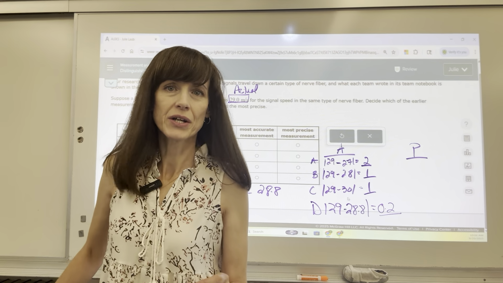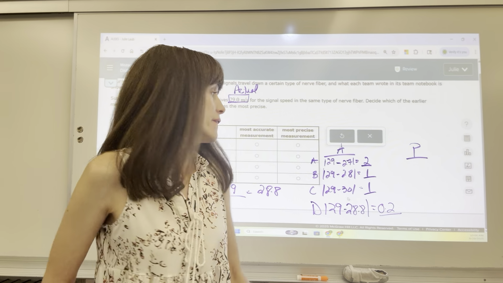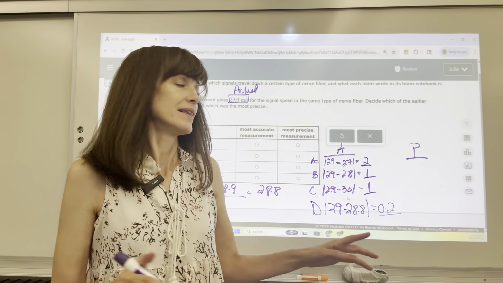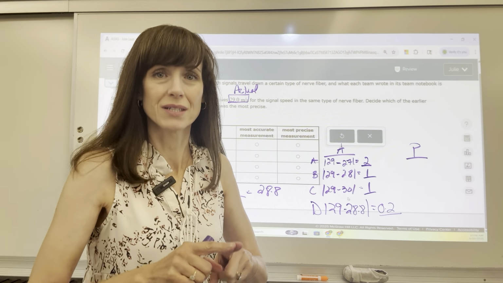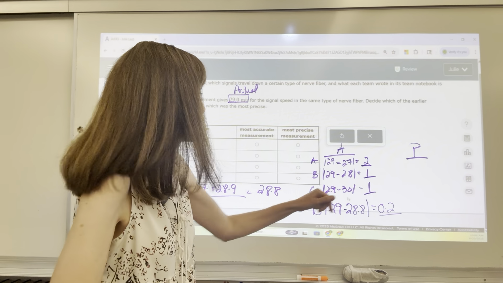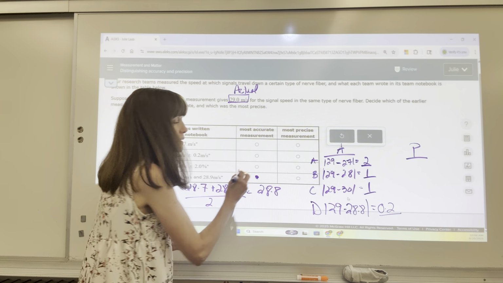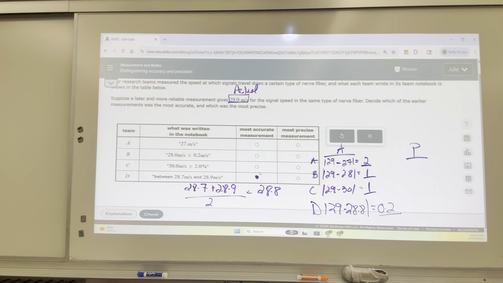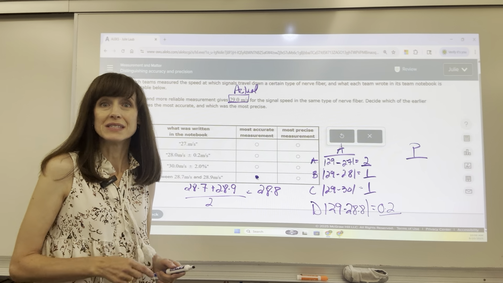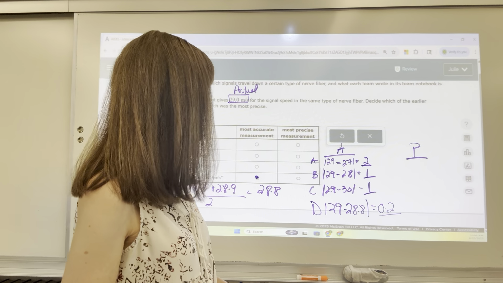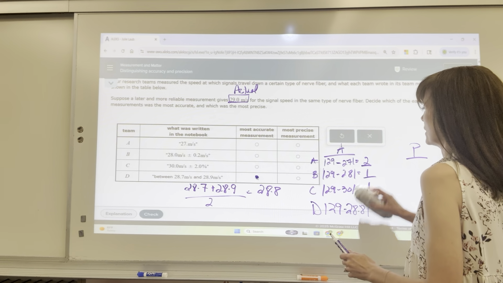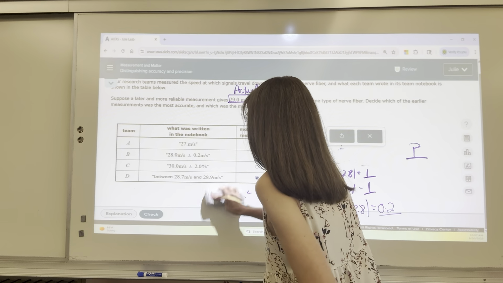The most accurate is the smallest number. This smallest number tells me that their value was closest to the actual. So on this, right there, let's mark that. It's going to be D. D was the most accurate. Okay, good. I'm going to erase this, and now let's do the precision.